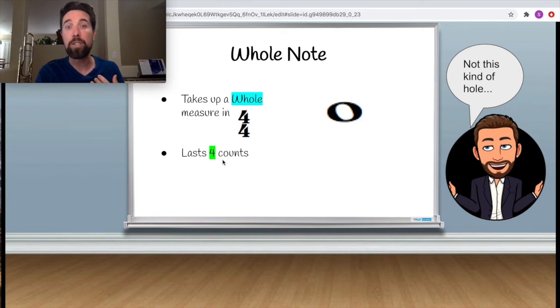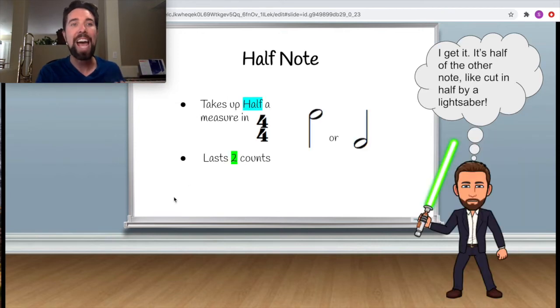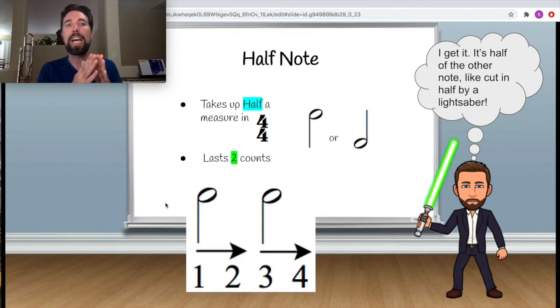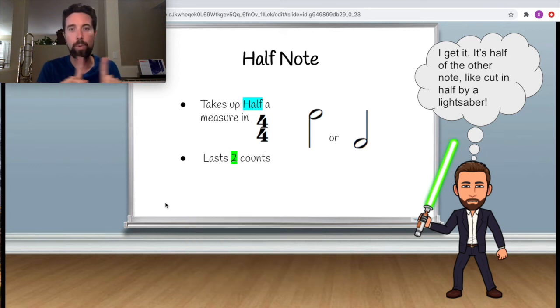Then our next note we're going to look at is a half note. Think you take that whole note, you get a lightsaber, you slice that thing in half, you cut it in half, you get half notes. And then if a whole note was 4, you cut 4 in half, use a little bit of math, you get 2. So a half note only lasts for 2 counts. It could last for the first 2 counts of the measure, it could go in the middle of the measure, it could go on the end, as long as it gets 2 counts worth of space, worth of time. So there's our half note.